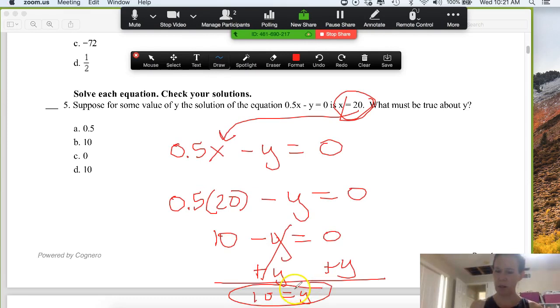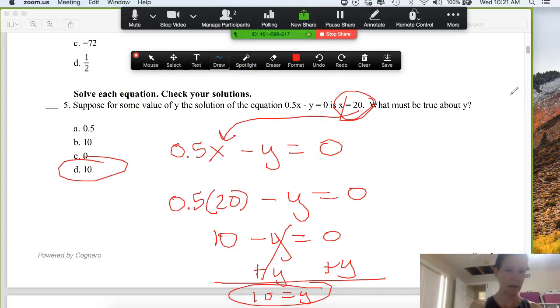Check and see if that works. Okay, if 10 is y, and I go 0.5 times 20, that gives me 10. 10 minus 10, is that 0? It is, so it works. All right, on to the next one.